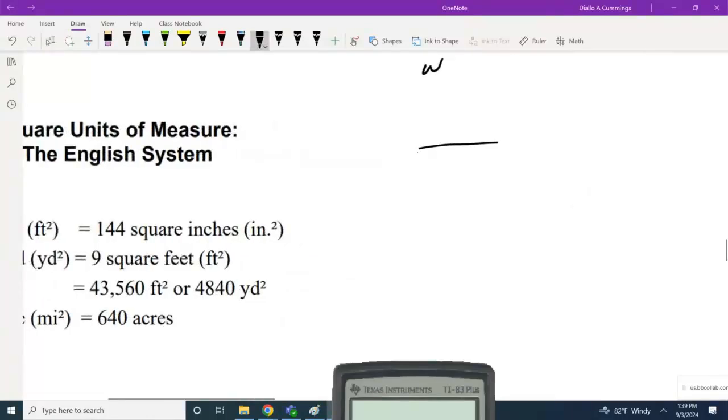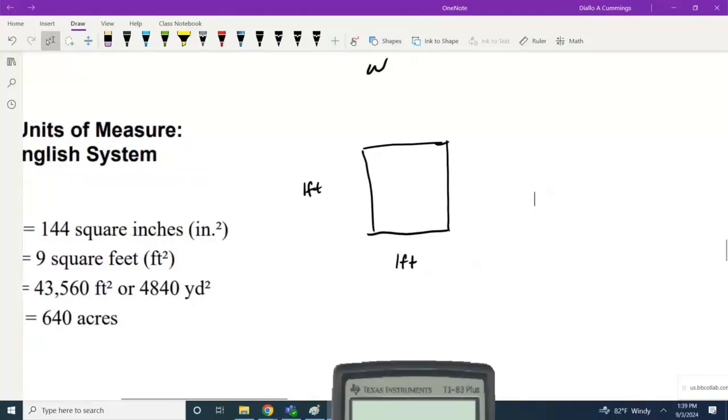So let's just say that we have a square, right? And in the square, all 4 sides have the same length. And let's say this is 1 foot, and this is 1 foot. So if I wanted to find the area for this square, I would simply multiply 1 foot times 1 foot, and I'm going to get 1 square foot. Right, I just multiply the length times the width.